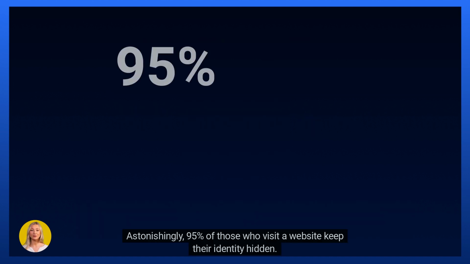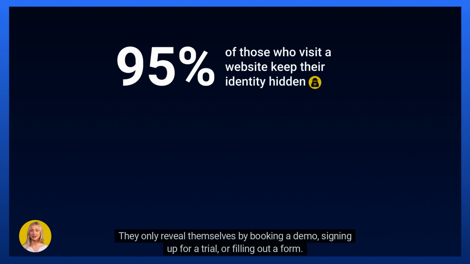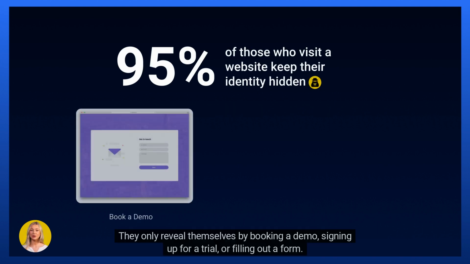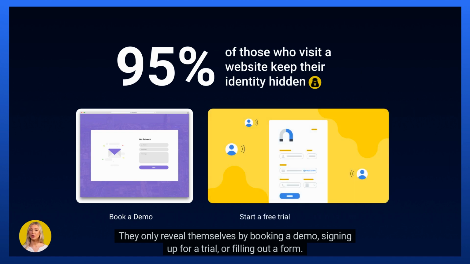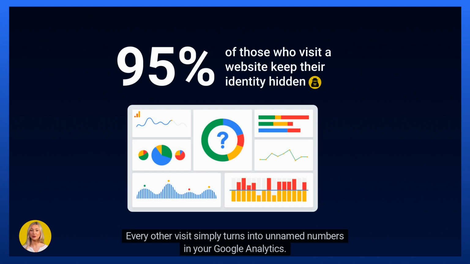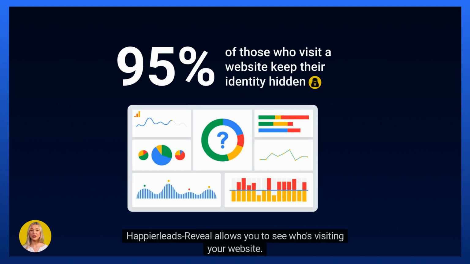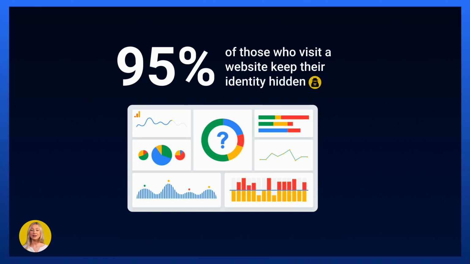Astonishingly, 95% of those who visit a website keep their identity hidden. They only reveal themselves by booking a demo, signing up for a trial, or filling out a form. Every other visit simply turns into unnamed numbers in your Google Analytics. Happierleads Reveal allows you to see who's visiting your website. This is important for two main reasons.